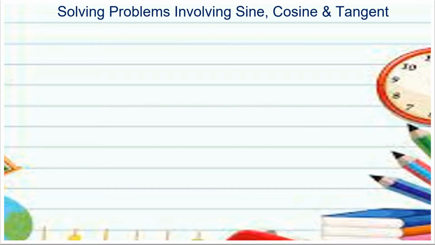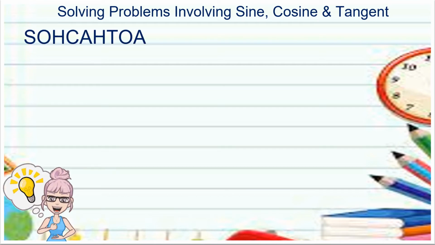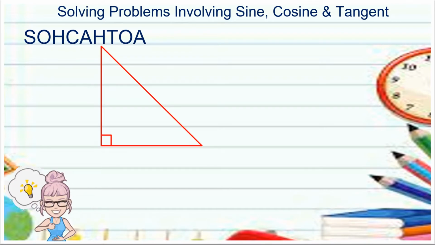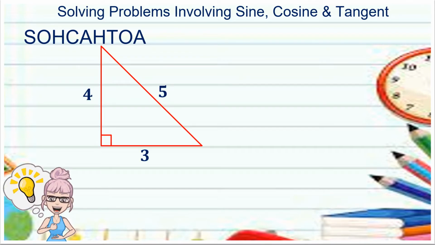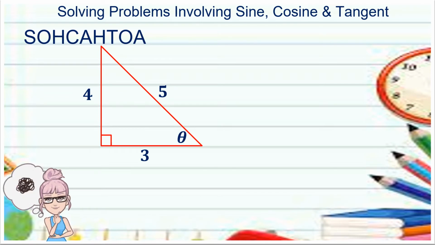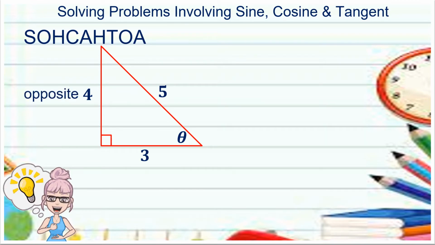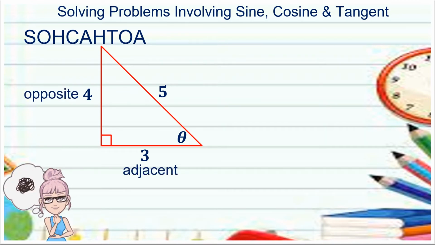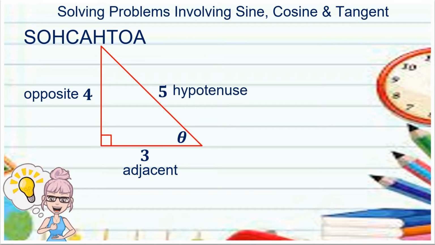So let us have solving problems involving sine, cosine, and tangent. In doing this we need to recall SOH-CAH-TOA. Supposing we have this right triangle, whose sides are 3, 4, 5, which is the smallest Pythagorean triple that we know, and makes up an angle, which is theta. Based on your theta, this is the opposite side, this is your adjacent side, and this is your hypotenuse, which is opposite your right angle.